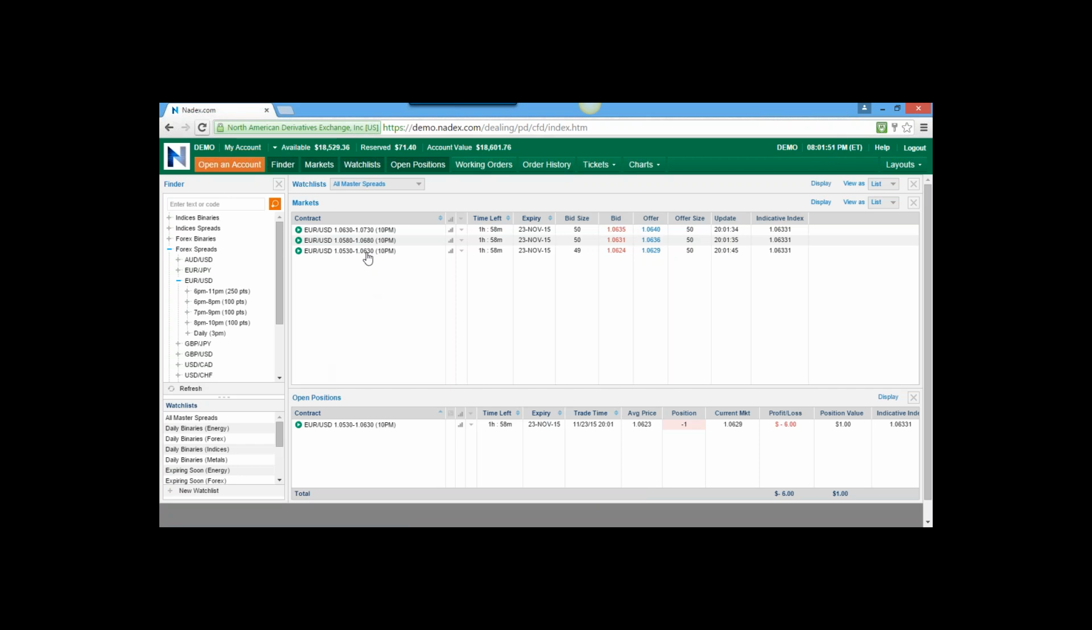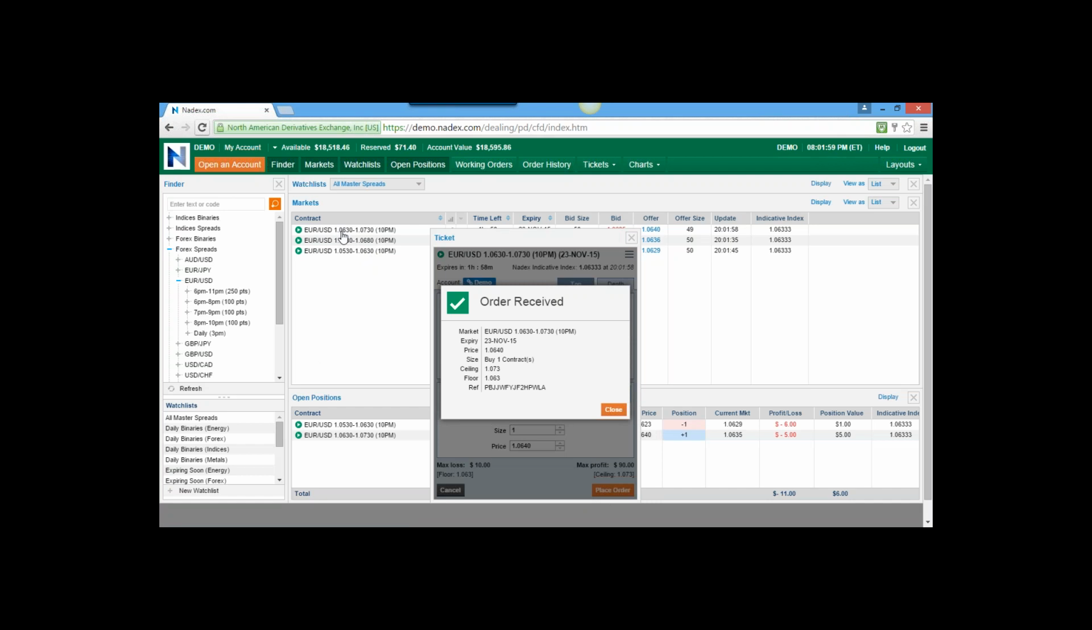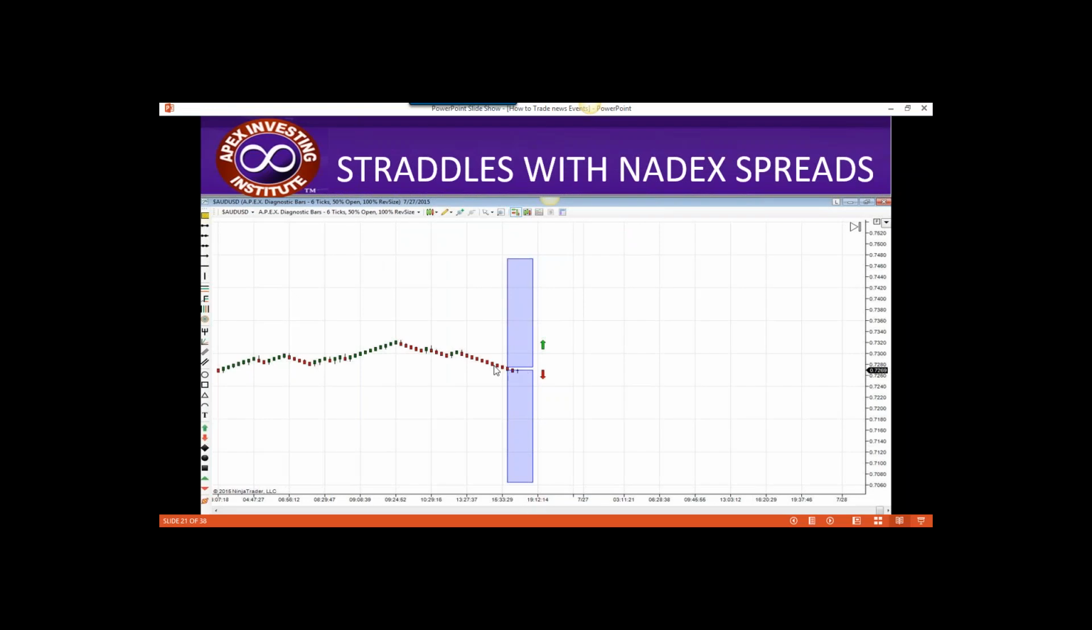Well, here I could go in and I want to buy this one, right? Because 0630 is the bottom of the spread. And so in case the market went up, I could profit. So I have 2 spreads. And where do they both meet at? At 0630, right? So the spreads meet right here in the middle.